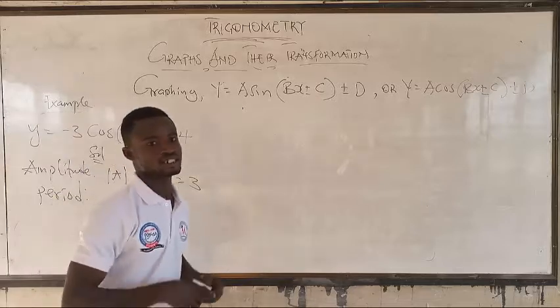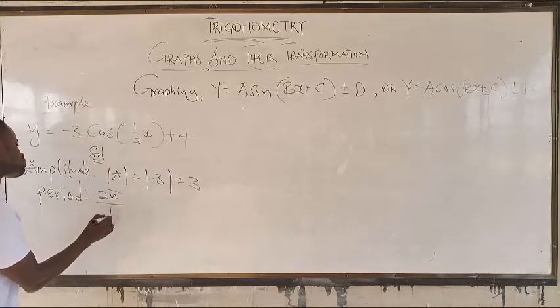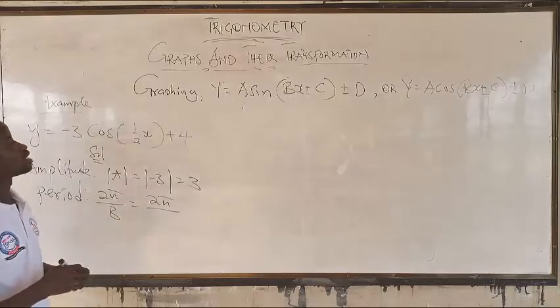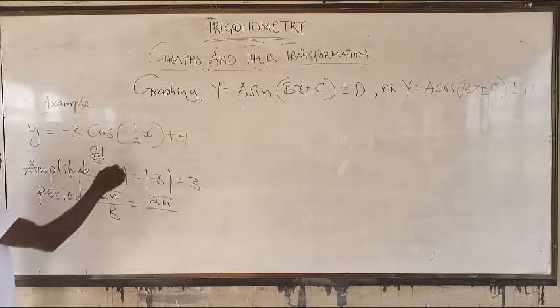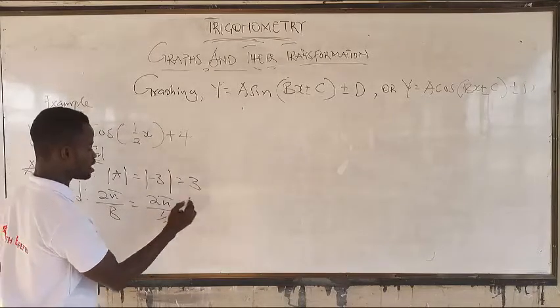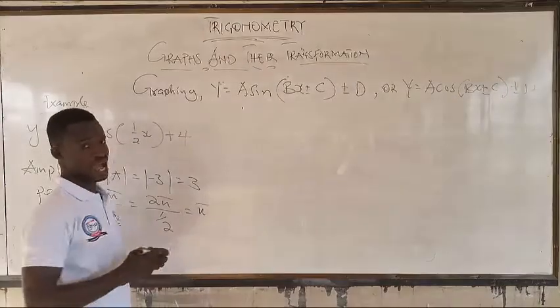The period is always 2 pi over b. So 2 pi, and here what is the b? Comparing this to this, you can see that the b is the coefficient of S, and that is half. And with this, your period is going to be 4 pi.